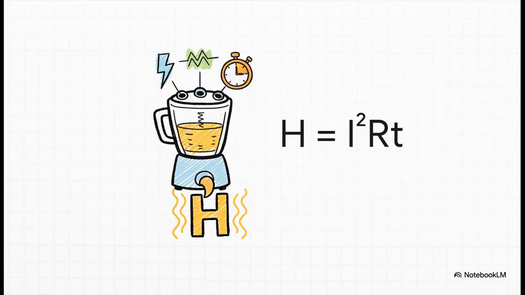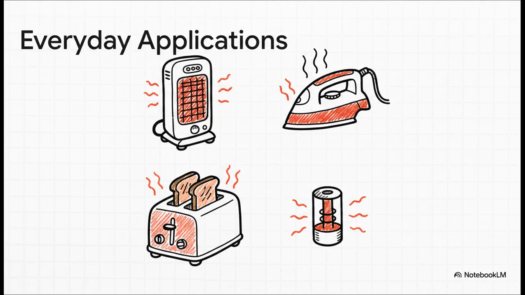And here is how we put all 3 of those rules together into one incredibly powerful formula. H equals I²RT. The heat produced is simply the product of the current squared, the resistance, and the time. And you see this principle literally everywhere. Any device that's designed to get hot on purpose, like an electric heater, an iron, a toaster, is a direct application of Joule's law. They all use a high-resistance element to generate a whole lot of heat very quickly.